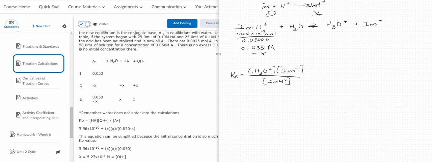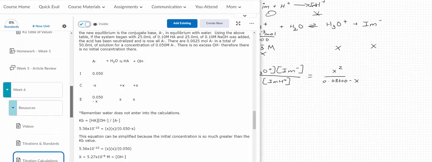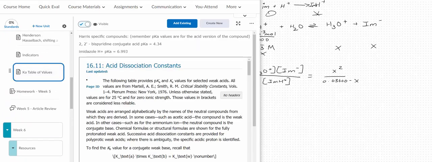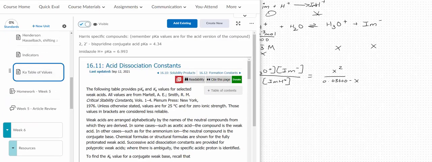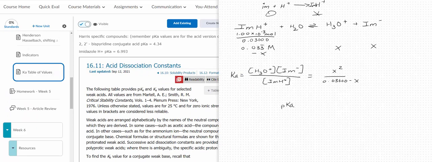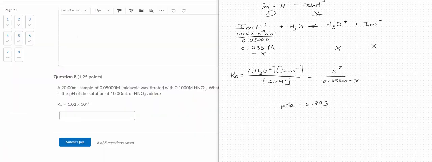So we're going to shift this equilibrium. It will shift by some amount x. So my Ka becomes x squared over 0.03000 minus x. But what is that Ka value? Well, I'm going to come back up here to my Ka table of values, and I have imidazole. I have the pKa. Remember how to find a Ka from a pKa. The pKa is 6.993, or was it given to me? It was given to me, and I ignored it. So we don't have to do that. The Ka is 1.02 times 10 to the negative 7, and I should pay more attention.